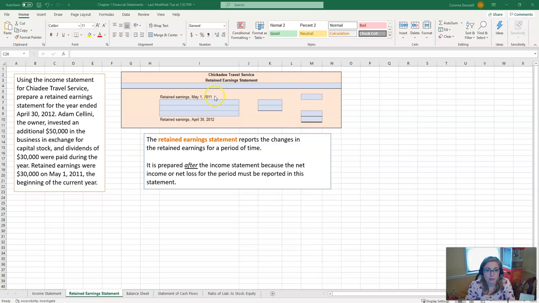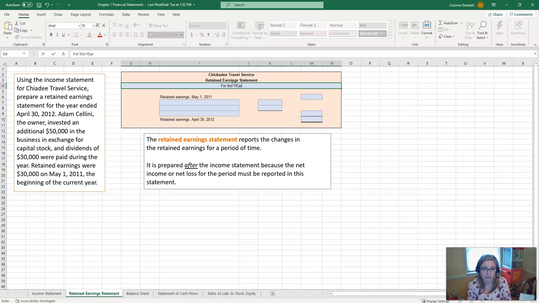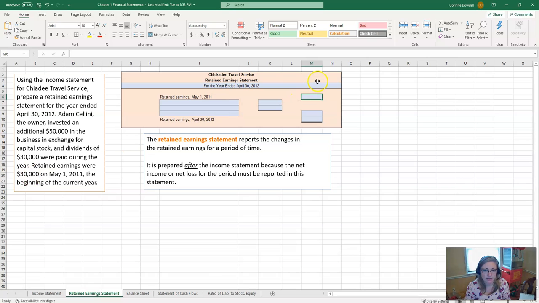Okay, so here we go. So we have the Chickadee, the name of the company, retained earnings statement, and then for the year ended April 30th, 2012. All right, so this is done yearly, and we start with last year's retained earnings, which we know from our information on the side there is $30,000. And again, everything is formatted for you.